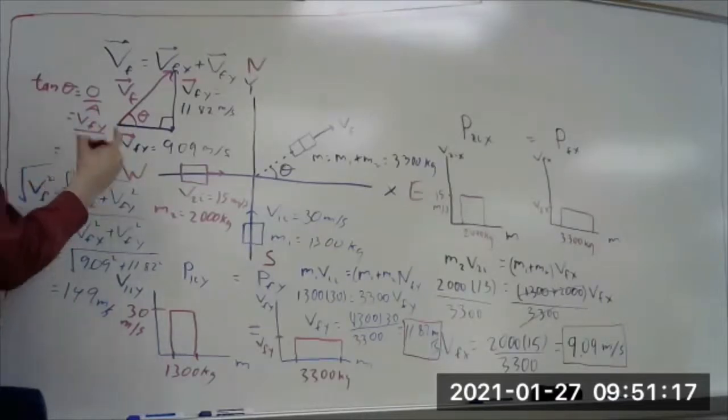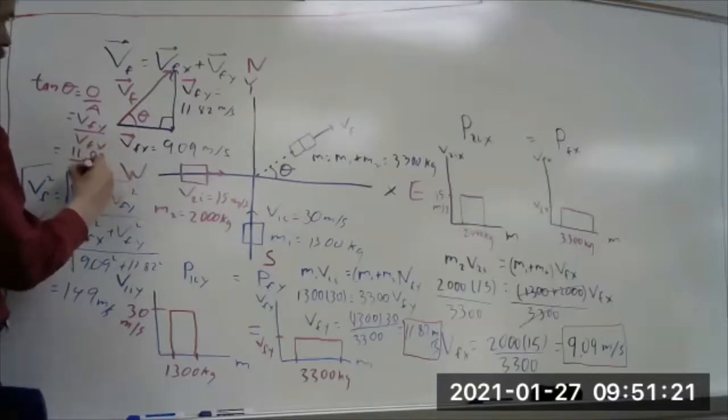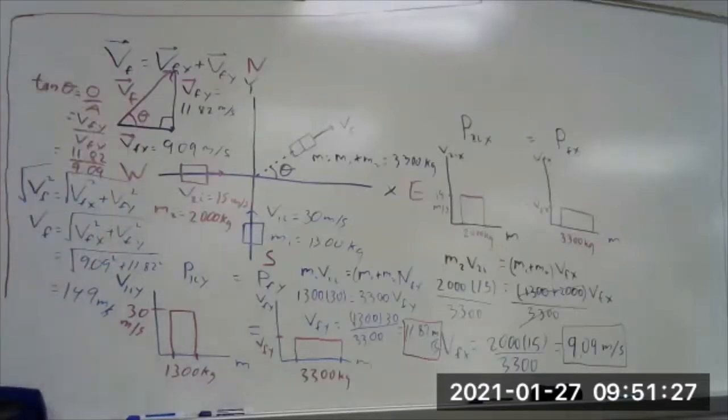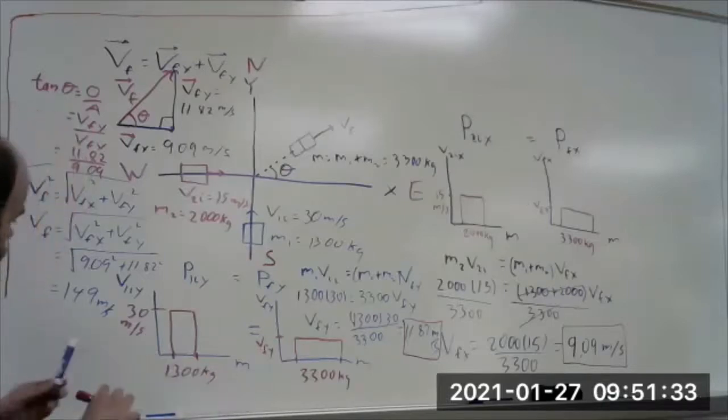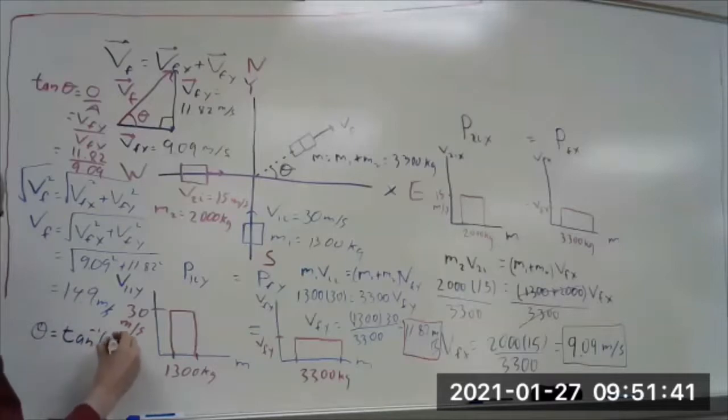which is 11.82 over 9.09. So that's tan theta. So then what is theta? Theta is tan inverse of that. So you just put that in your calculator. So theta equals tan inverse of 11.82 over 9.09.